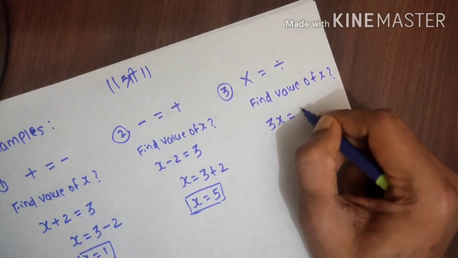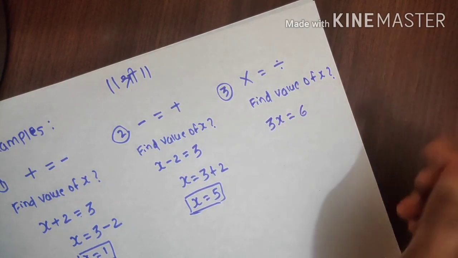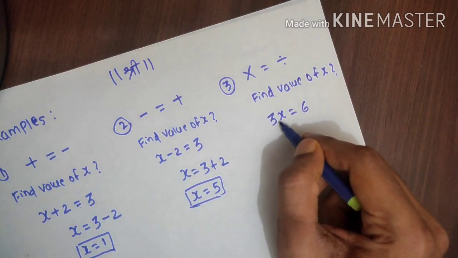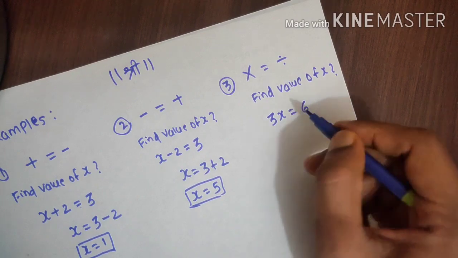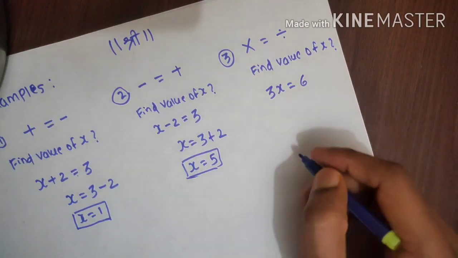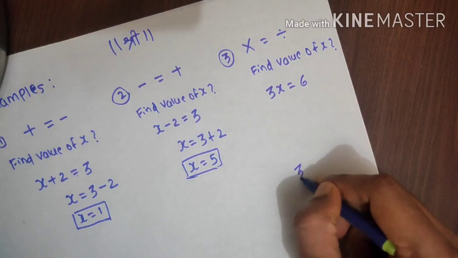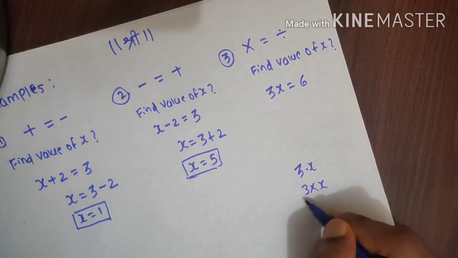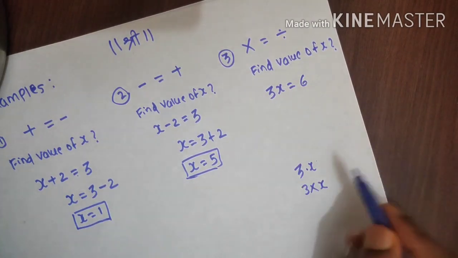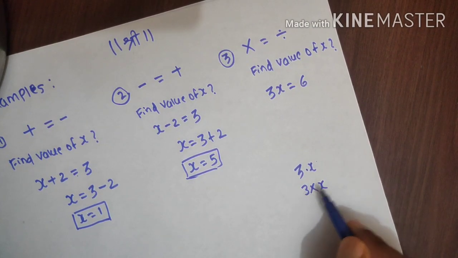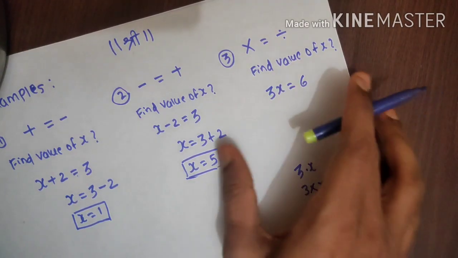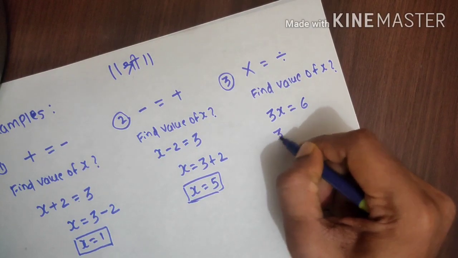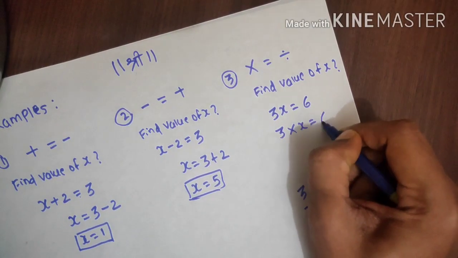3x is equal to 6. Now here we want to find the value of x. Now just remember one thing. Here 3x means we can write it as 3.x or 3 into x. Its meaning is same. 3x or 3.x or 3 into x. All three have same meaning. So here for simplification purpose, I will write 3 into x is equal to 6.